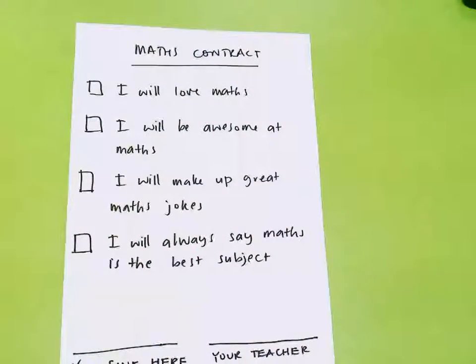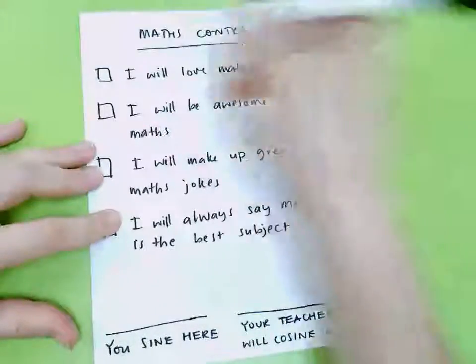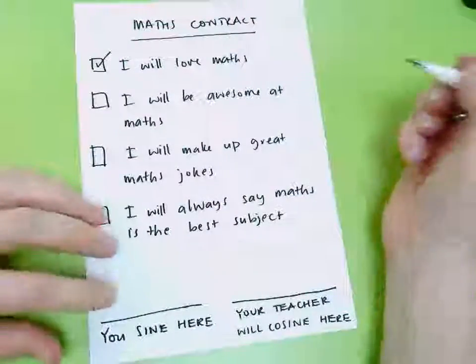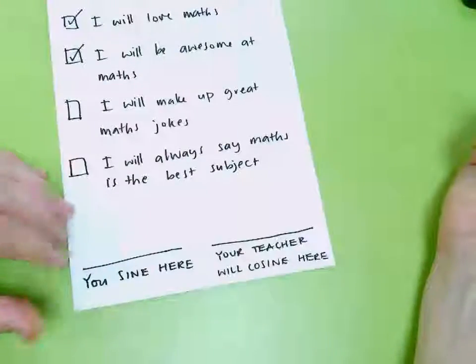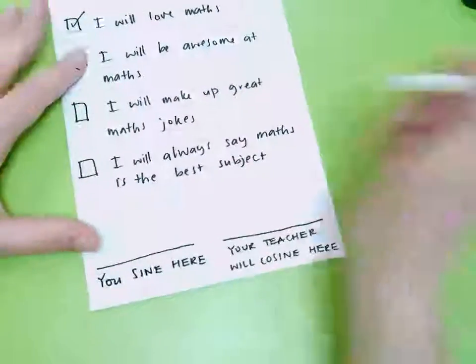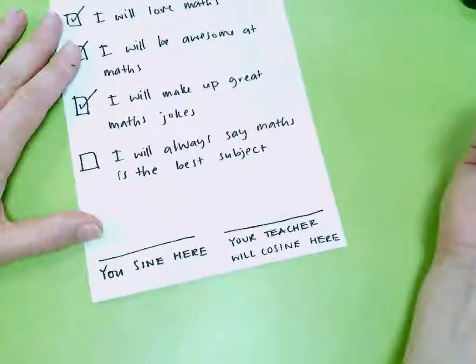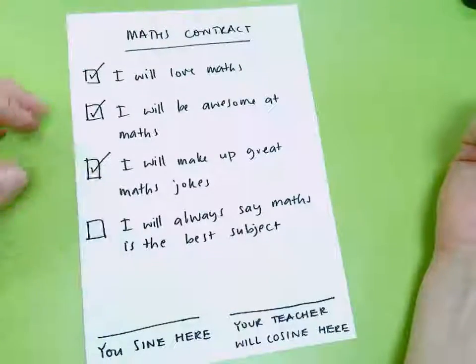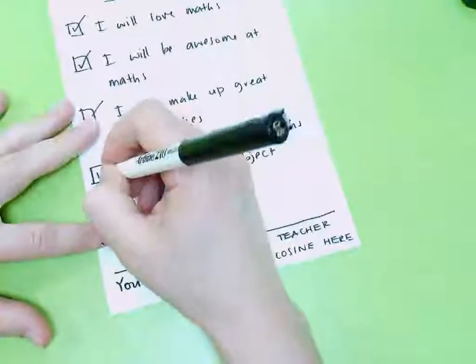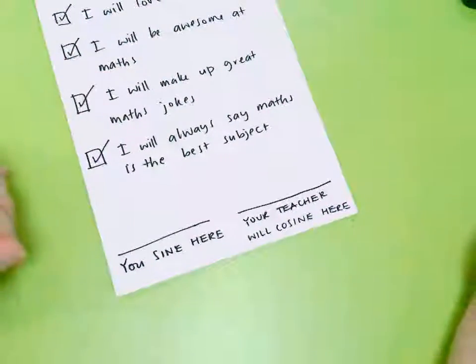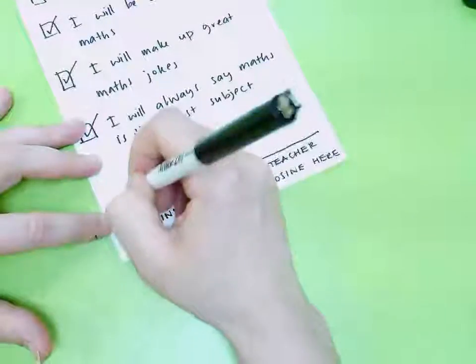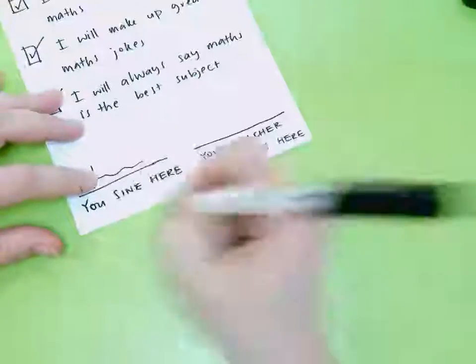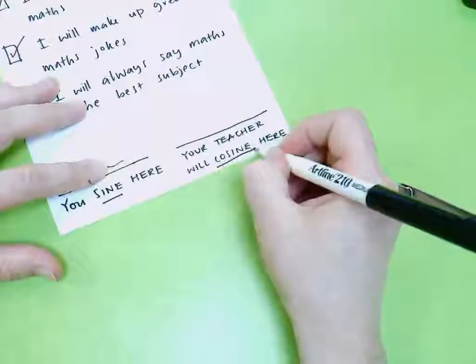Before you watch this episode, I'd just like you to complete this maths contract please. So it says, I will love maths, which of course you would tick. I will be awesome at maths, which of course you would tick. I will make up great maths jokes. Well, you're naturally inspired by your teacher there. And I will always say maths is the best subject. Well, there's not much competition there. And then if you can just sign here, I'll sign on your behalf. And I will just co-sign here, so that's me co-signing.